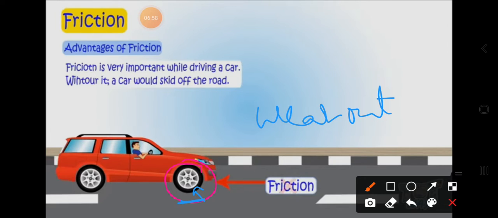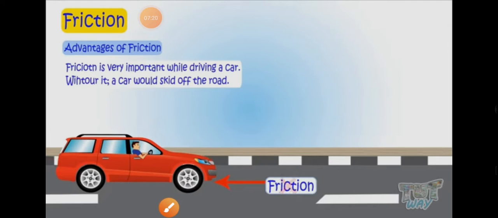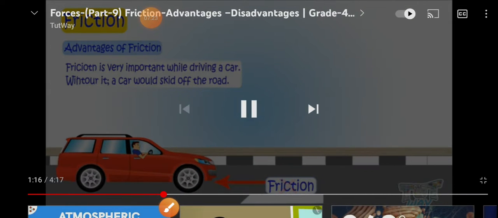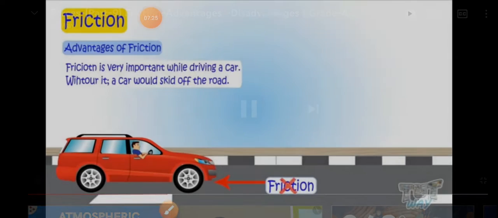Slowly, as it wears out, the deep grooves that are present on it are completely gone. When those grooves are gone, it leads to a smooth surface, and such an old tire with a smooth surface will produce less friction. Okay, children? A car would slide off the road.